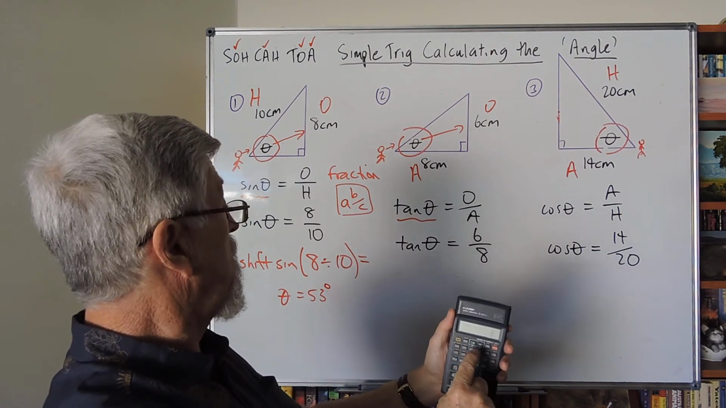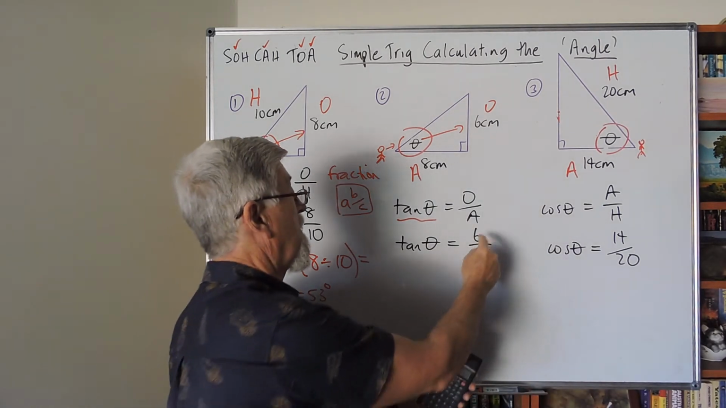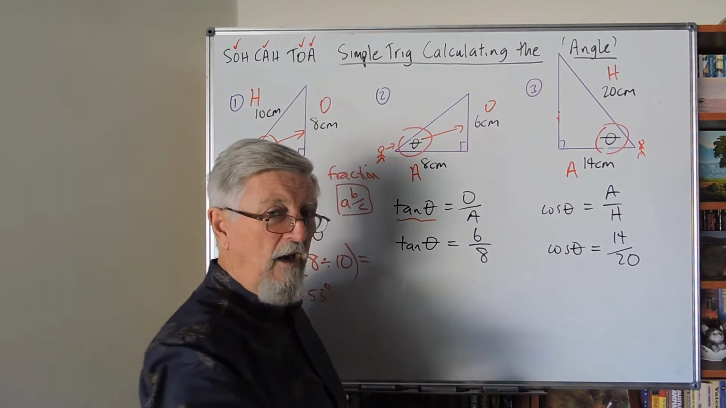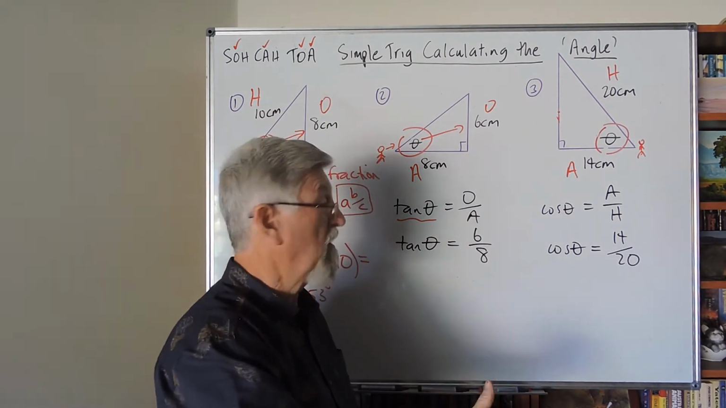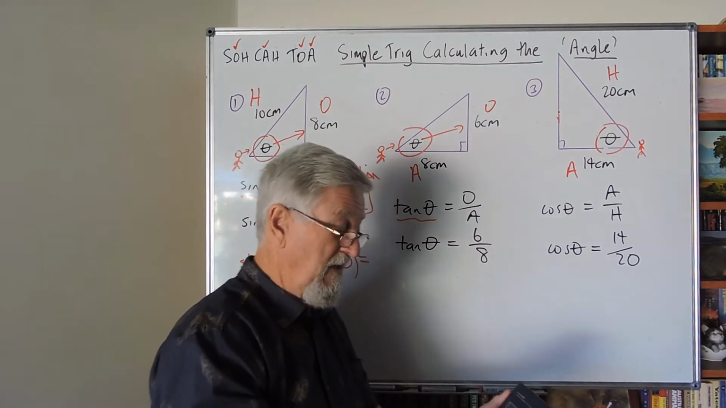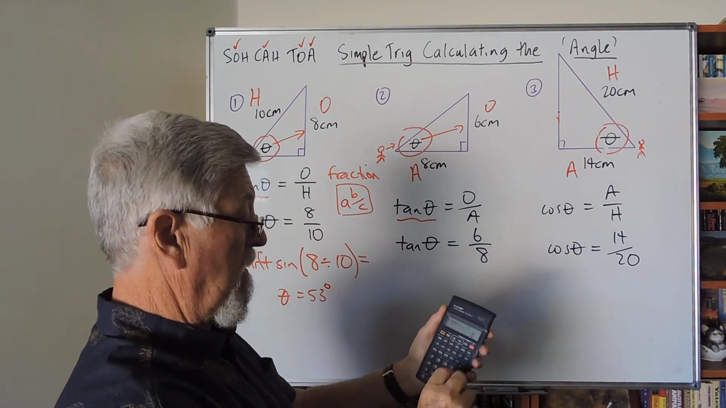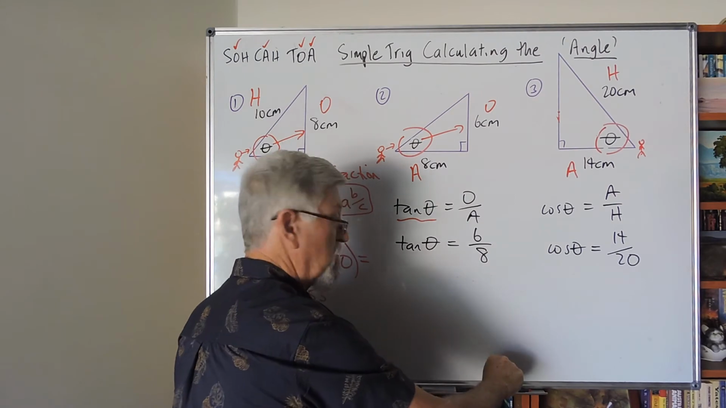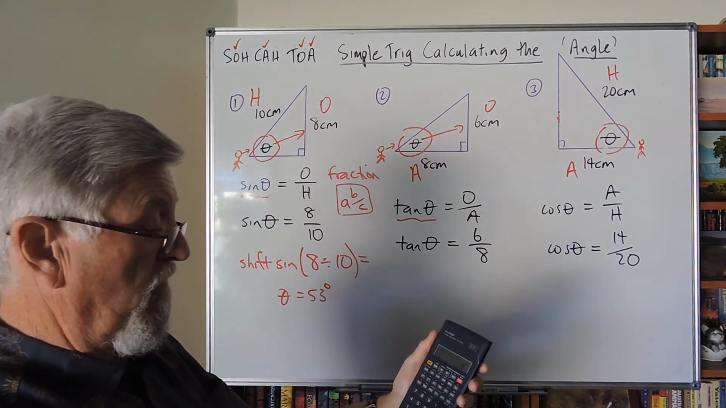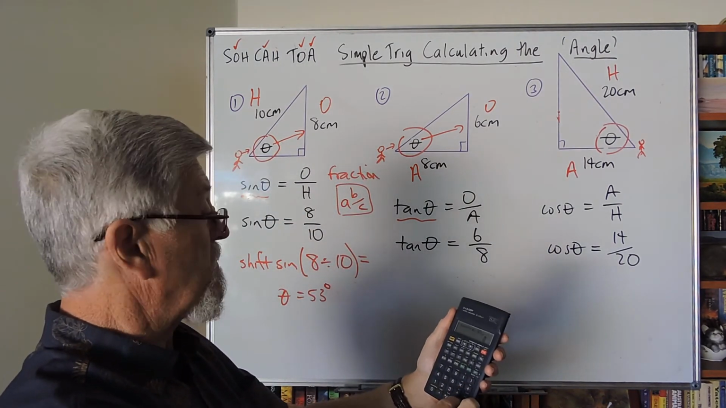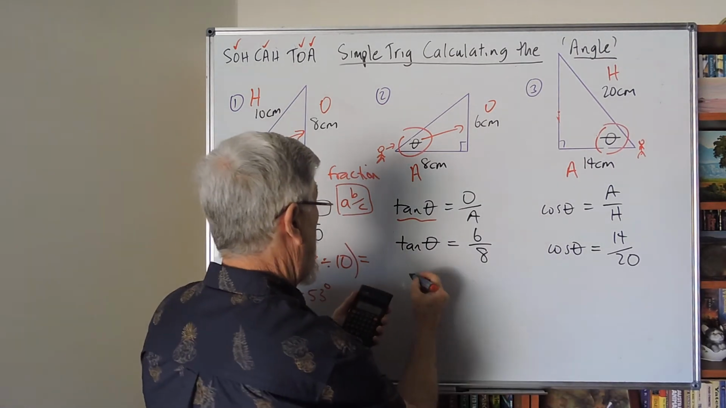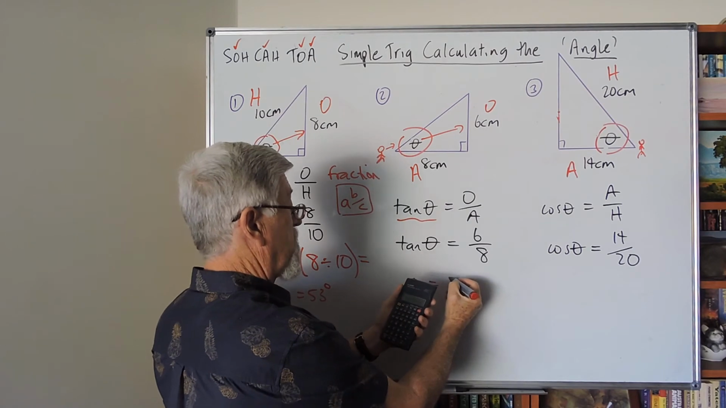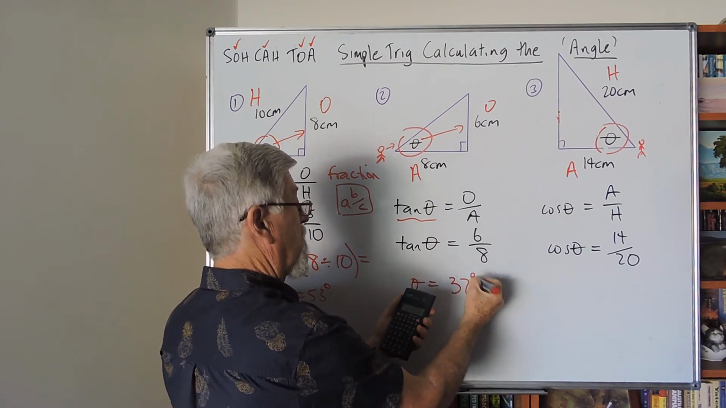I'm using the yellow. Now, I want to tell the calculator I'm not just using a 6, I'm using a 6 divided by 8. I don't want to convert that to a decimal. I just want to do what the calculation says. So I go bracket, and then 6 divided by 8. Remember, a fraction bar just means divide. So divided by 8, close the bracket, press equals, and I get my answer of 36.86, which is very, very close to 37 degrees.